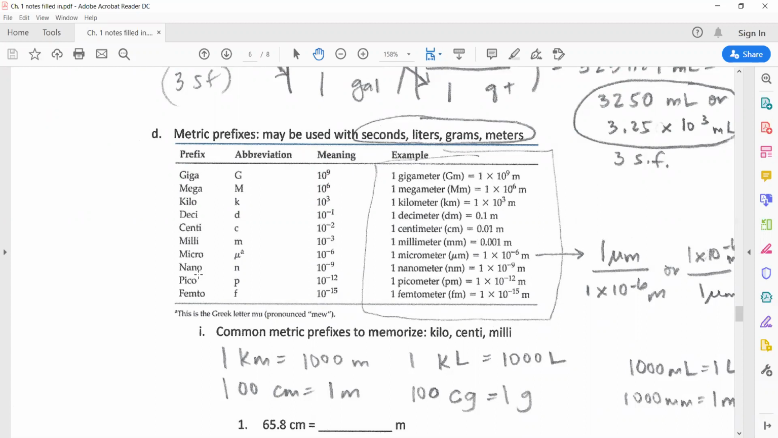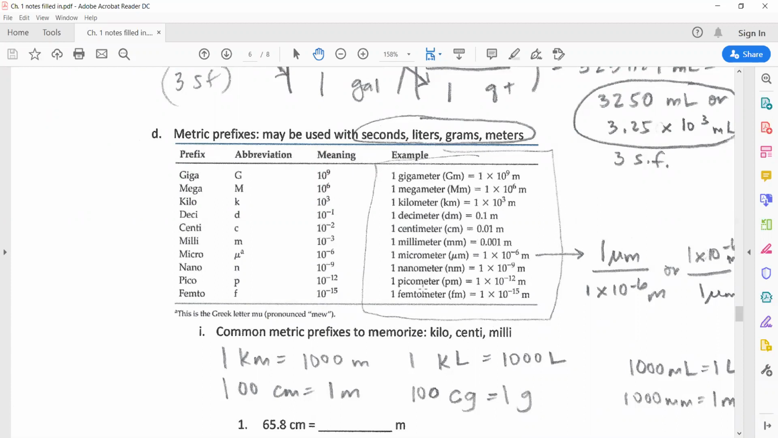These prefixes can be used with the metric system units, so seconds, liters, grams, and meters. You'd never hear these with something like inches, but you could have a megaliter, you could have a megagram, a kilogram, a centigram, a centimeter, a millimeter, etc. Here are the conversion factors.